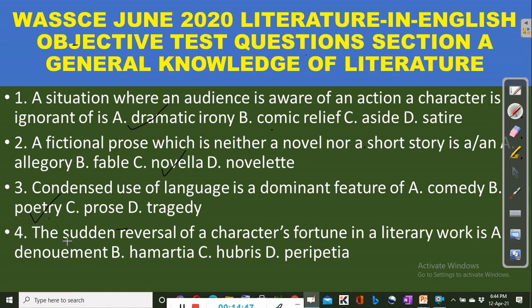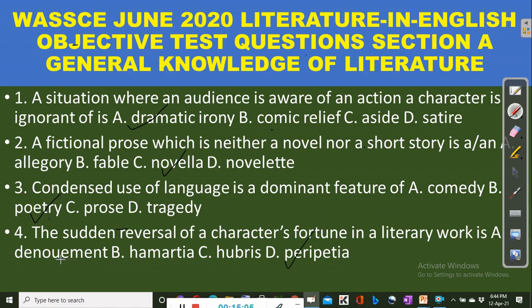Now, number four, the sudden reversal of a character's fortune in a literary work is A, denouement? No. B, Hamartia? No. C, hubris? No. D, peripeteia? Yes. I will explain.